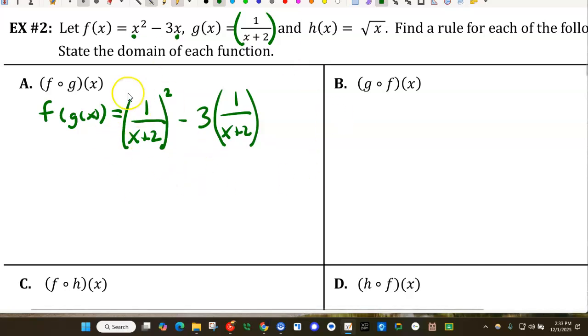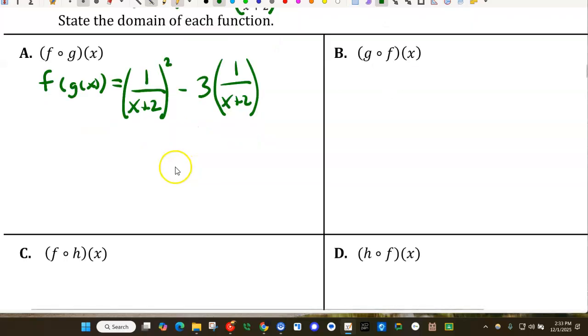And then simplify this as much as possible using all the fraction properties that we know. So we can simplify both of these fractions. First one, I could just square the top and square the bottom. I'm not going to expand the bottom, I'm just going to write it as x plus 2 squared. So that simplifies that a little bit. The second one, I can multiply the tops together, 3 times 1. So it'll be minus 3 over x plus 2.